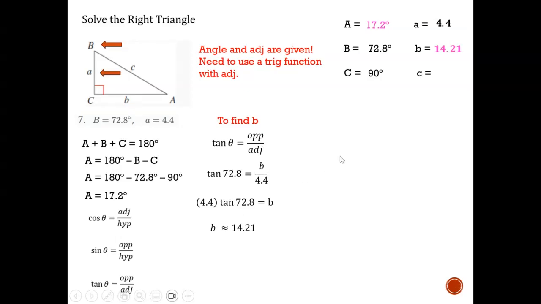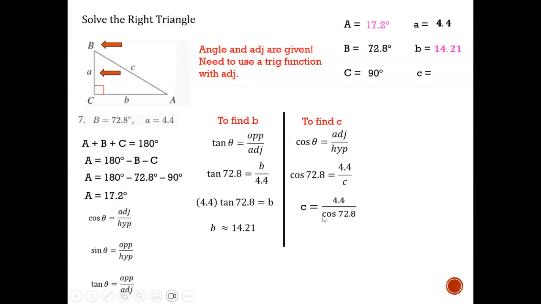That's little b. Now to find little c, let's see, adjacent, opposite, no, it's going to be cosine. Cosine is adjacent over hypotenuse. So it's going to be the cosine again.